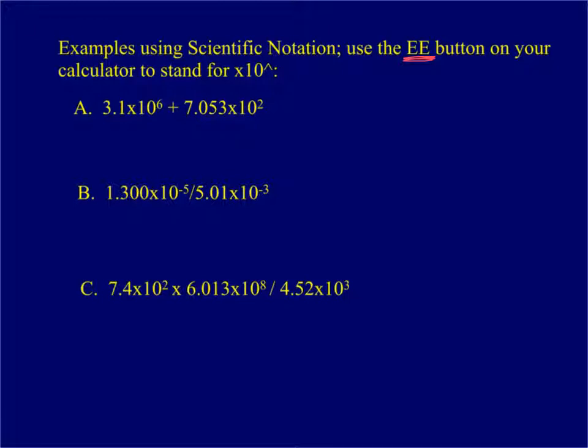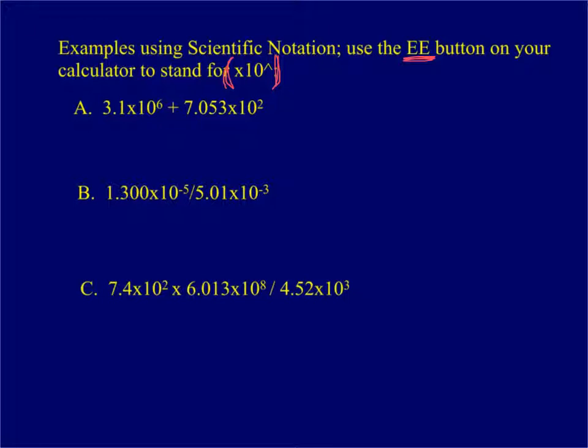What that EE button does is it stands for times 10 to the. So you do not ever have to hit times or 10 or that little caret button to get an exponent in there. And students will find it so much easier using this EE button. It goes faster as well as helping you to make less mistakes in your calculator.